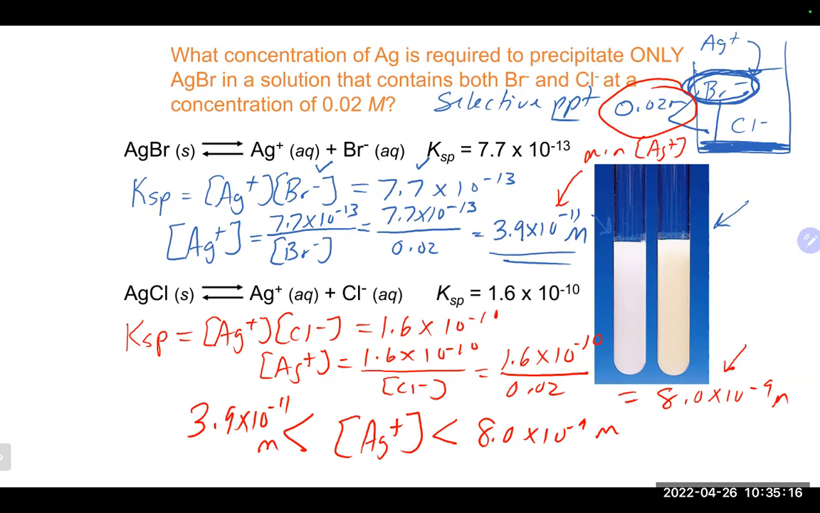So that's how you could use the concentrations, as long as you punch it in your calculator correctly, to your advantage, basically, to selectively precipitate out ions in solution. Other questions on that?